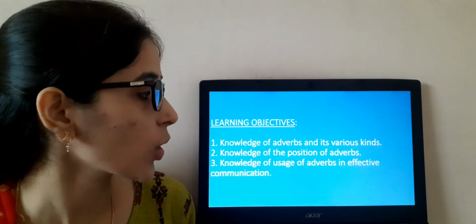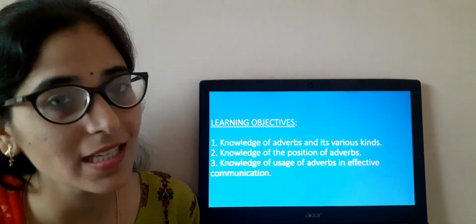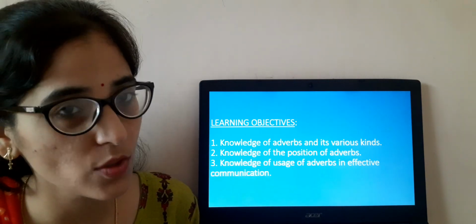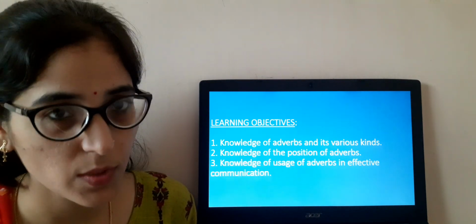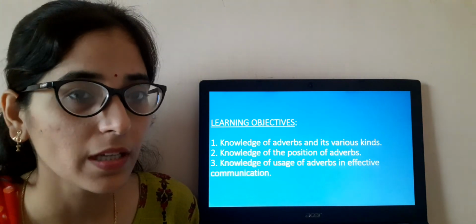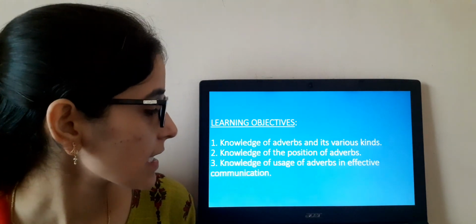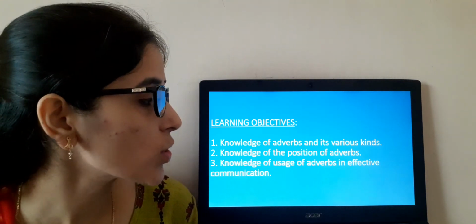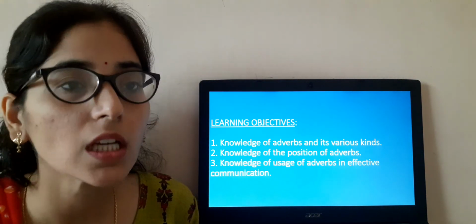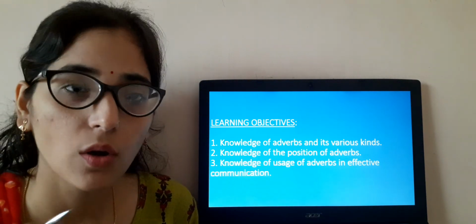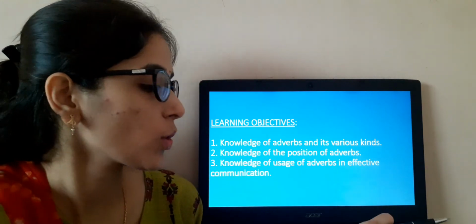First point, knowledge of adverbs and its various kinds. You are going to learn different kinds of adverbs. Second one, knowledge of the position of adverbs, where to put a proper adverb in a sentence. And third one, knowledge of the usage of adverbs in effective communication. So these are the three learning outcomes of this chapter. Let us move on further.